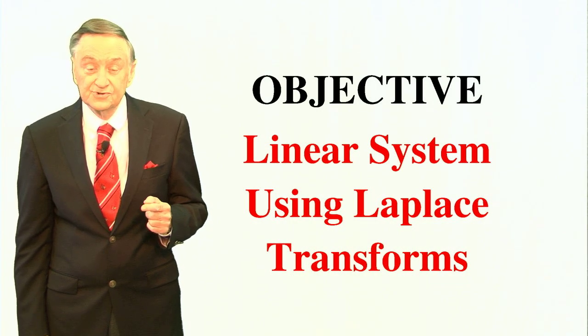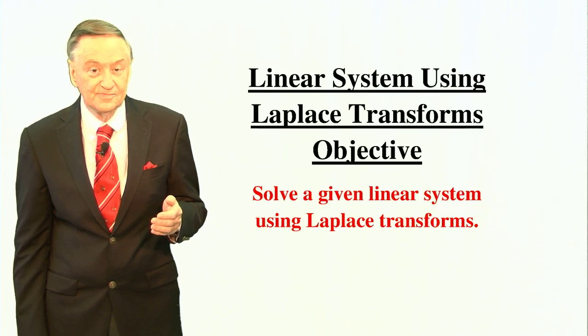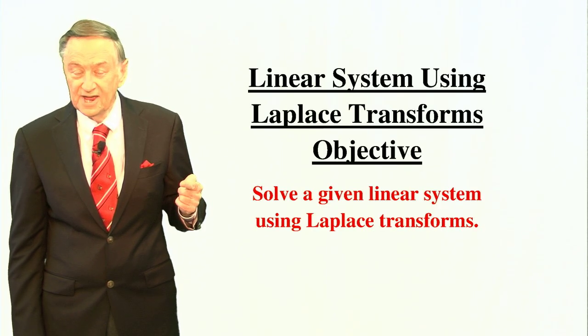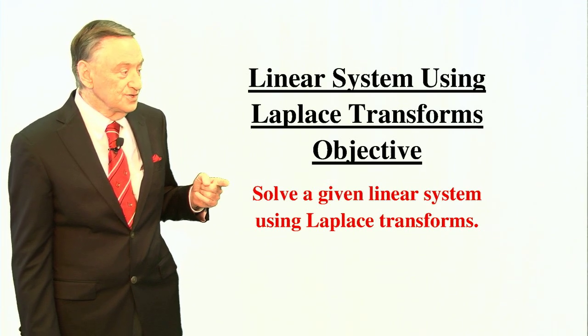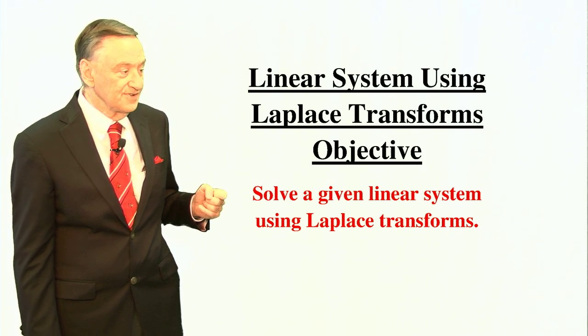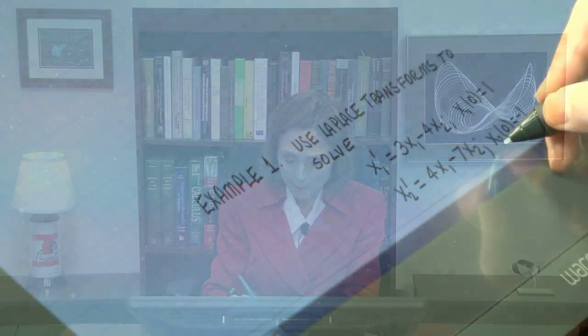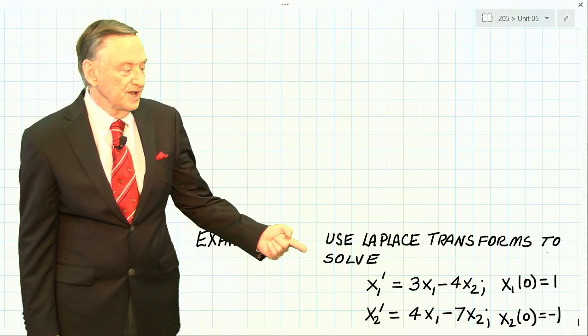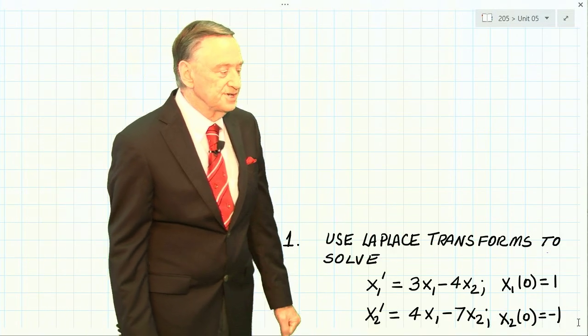If we take the Laplace transform of a system before we go through the method of elimination, then we won't have to solve for C1 and C2 as we did in the first objective. So we're now going to solve a given linear system using Laplace transforms. In this example, we have a system of two differential equations in normal form. You'll notice we have the first derivative of x1, first derivative of x2, and we have two initial conditions.